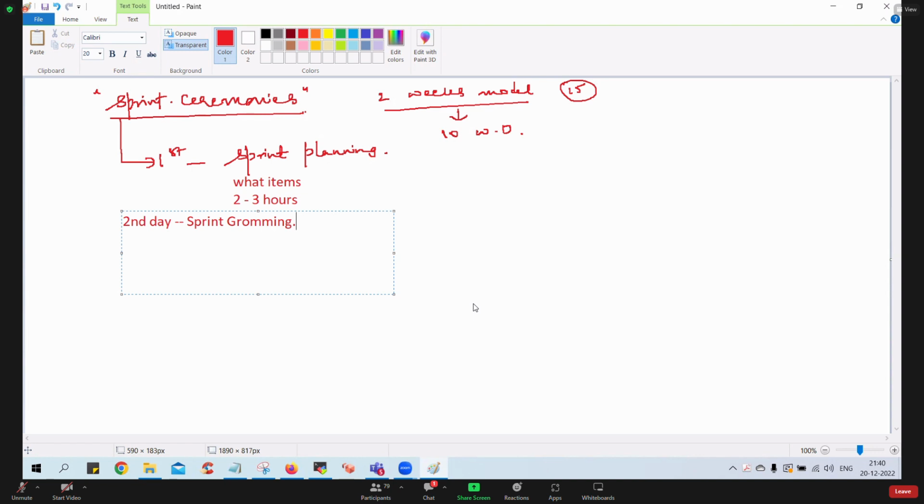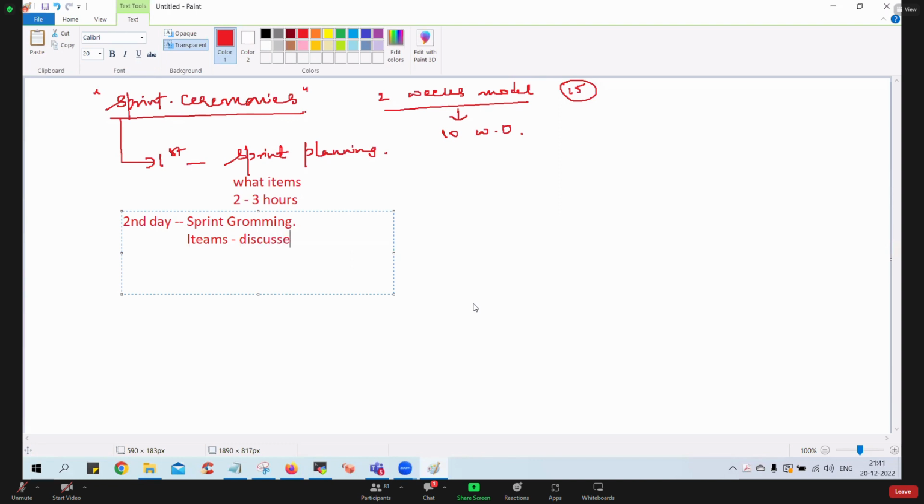In the sprint grooming, it's a discussion about the items which are not clear, which require knowledge to do. It's a kind of grooming, and that's the reason it is called grooming. So here you have to inform your lead about the items which you are unsure of. Unsure means you don't know how to handle it. Such items will be discussed here.